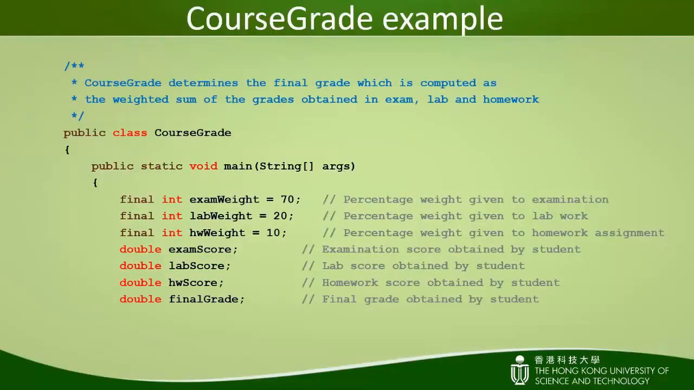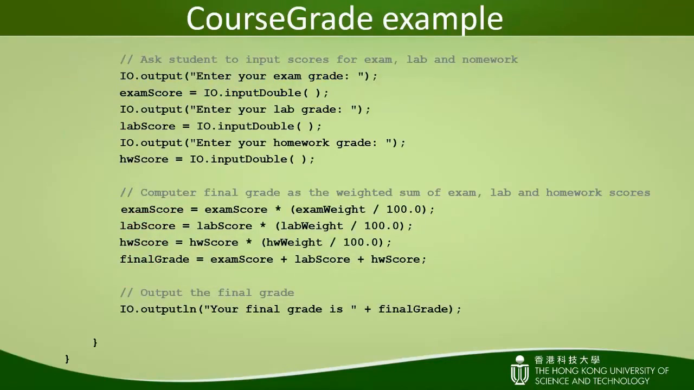This is the course grade example that we discussed a couple weeks ago. Recall that the course grade example computes the final grade as a weighted sum of the scores in exam, lab, and homework. In this program, although we are using an object-oriented language in implementing the program, we were not really using an object-oriented approach. The program consists of just one long sequence of code. The program also did not distinguish the grades from different students.